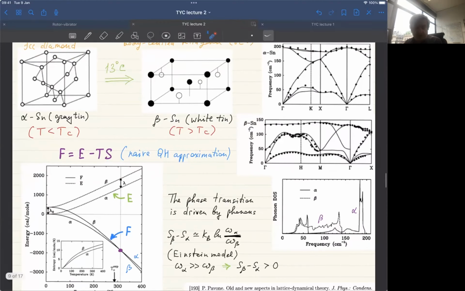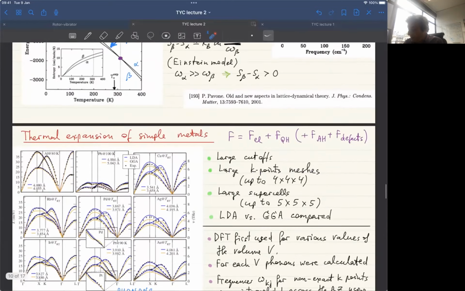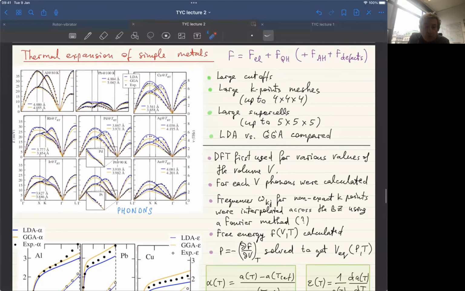So this is naive quasi-harmonic approximation because they didn't take account of the volume change of the crystal due to, no, they did take account of the volume change due to DFT calculations because they considered different volumes, but they didn't take account of the phonons frequencies change due to that volume.